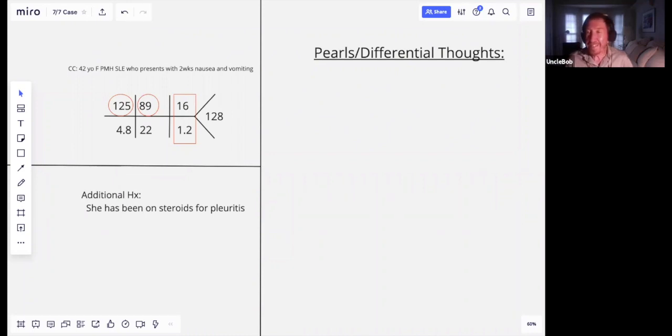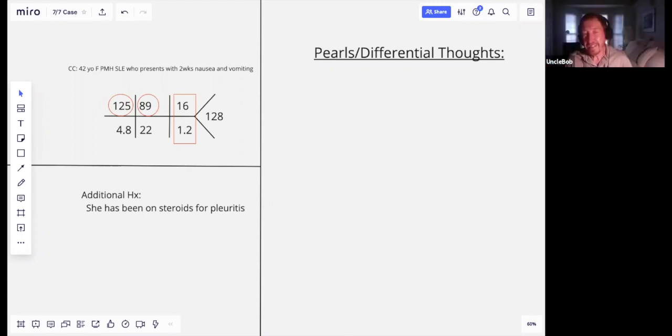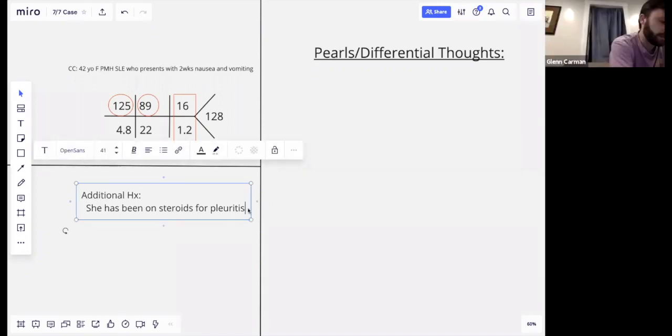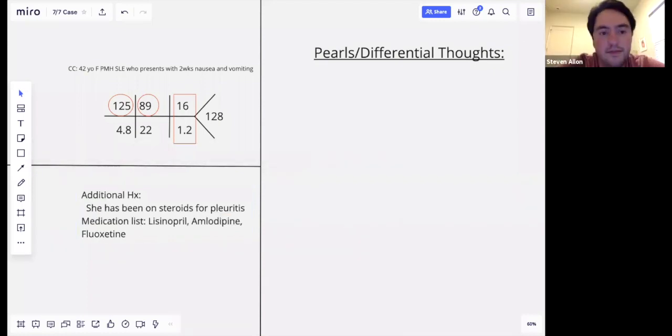So can we have a medication list? Yeah, absolutely. You guys are right on the money that she is on an ACE inhibitor. She's on lisinopril. She is also on amlodipine, and then takes fluoxetine for depression. So Glenn, how does that medication list help you? Give me the medication list again real quick. It was lisinopril, amlodipine, and fluoxetine.